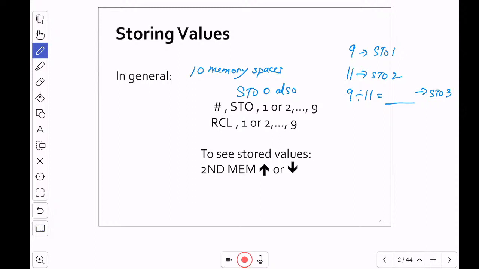But let's see. So let's enter 9 and store it in 1. How you do that is you enter the value, then STO and 1. Then you're going to do the same thing for 11. Then we're going to make a calculation with the stored values. Okay, so ready?